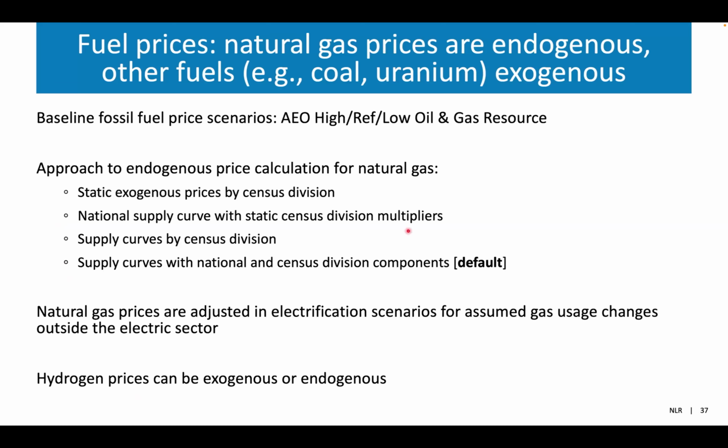ReEDS will also adjust natural gas prices for high electrification scenarios to account for the presumed increase in gas usage outside of the electric sector. And lastly, hydrogen fuel prices can be defined either exogenously by the user or endogenously in the model, and is based on the gas efficiency of hydrogen producing technologies like steam methane reformers or electrolyzers, as well as the natural gas price per census division.